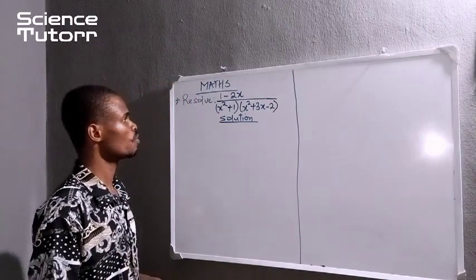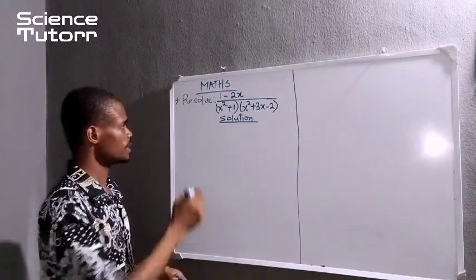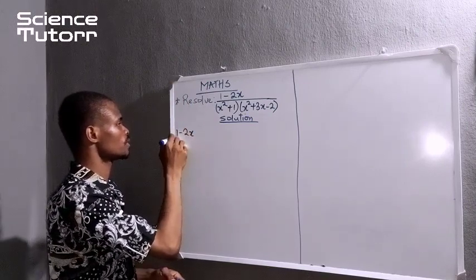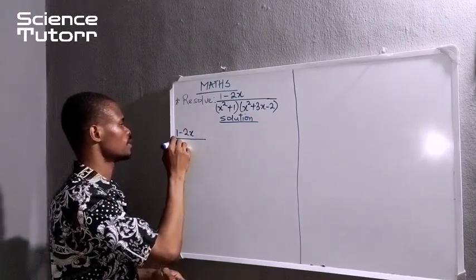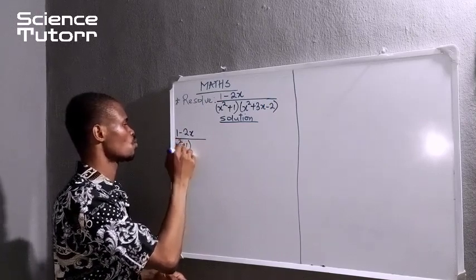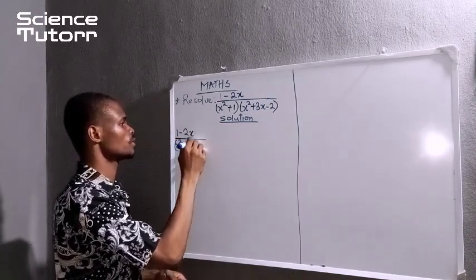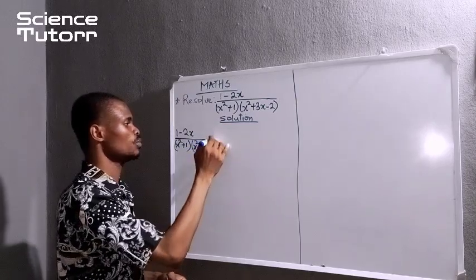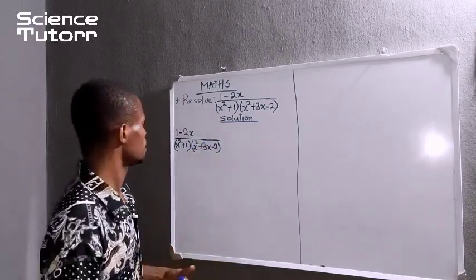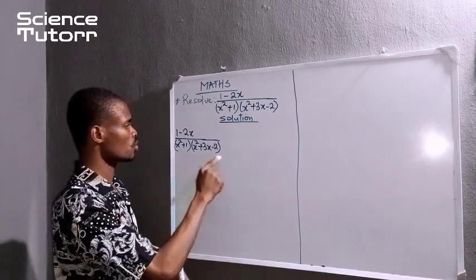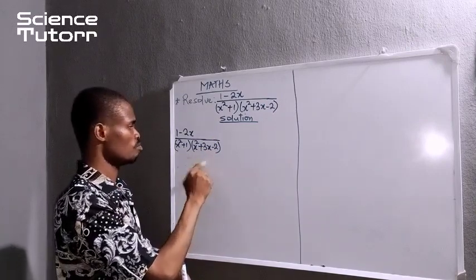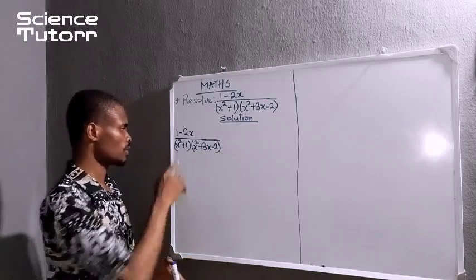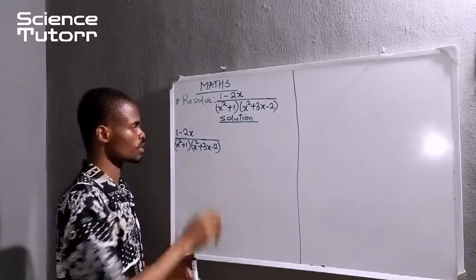We want to resolve the expression (1 minus 2x) divided by (x squared plus 1)(x squared plus 3x minus 2). Now, you'll notice vividly that the denominators are all quadratic functions, but we cannot factorize. We cannot factorize this, we can also not factorize this.